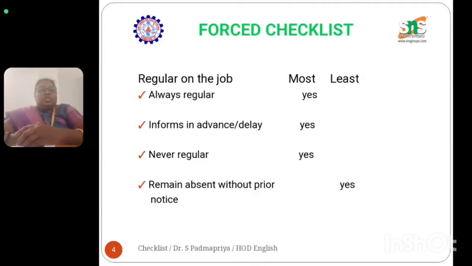So the second one is the forced checklist. This will be speaking about one's performance. For example, if the person is always regular, or if he informs his leave in advance or delay, or he is never regular to his job and remains absent without prior notice. So this will be a little forced checklist where you will be answering the actual concept of the answer.